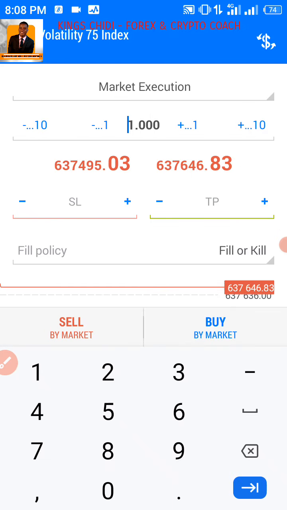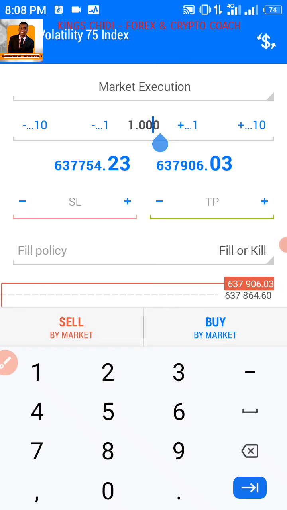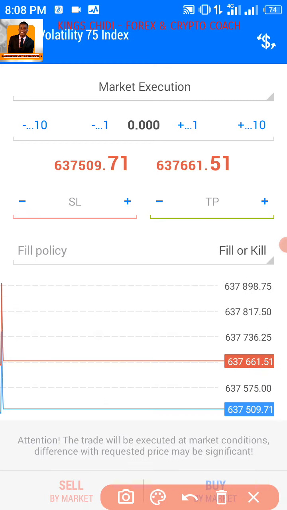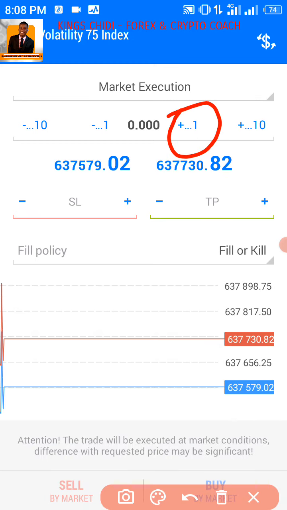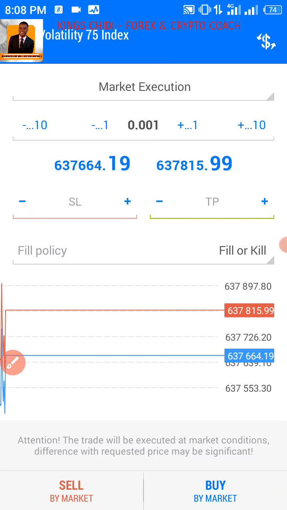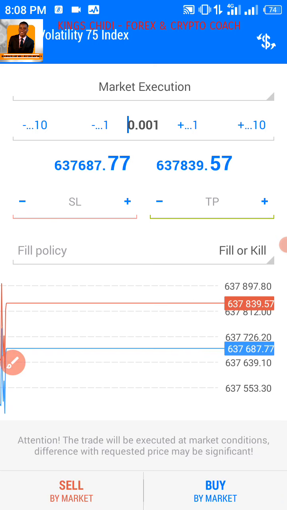You can see this is 1.00. But that's not the lowest lot size. So you have to edit it and press that place. Remember to press this place. Once you clean everything, press that place. Once you press it, 0.001. That is the lowest lot size.